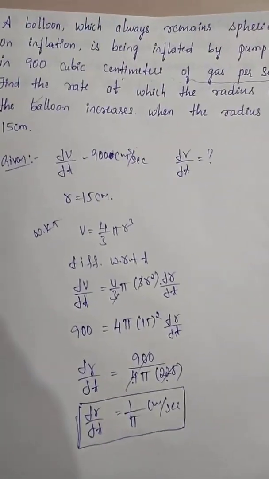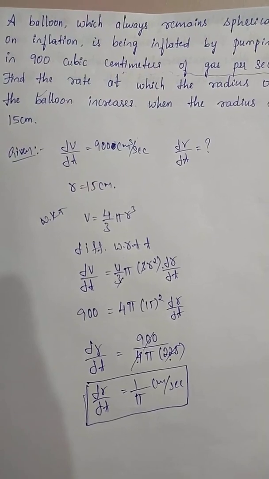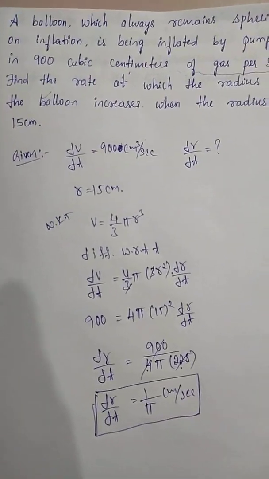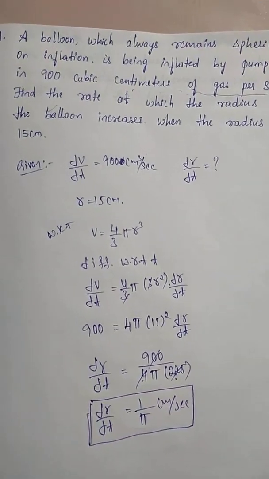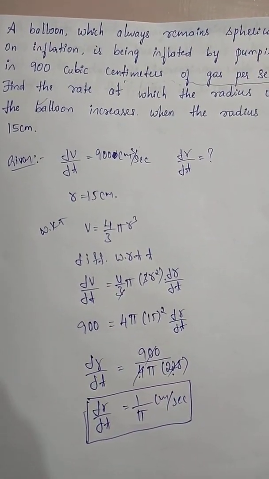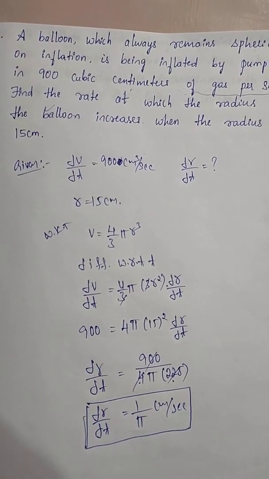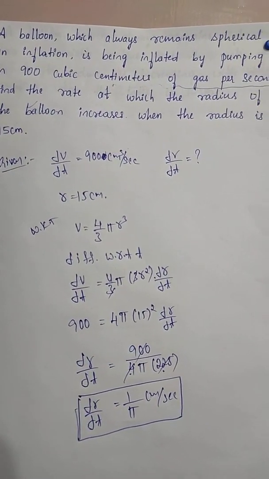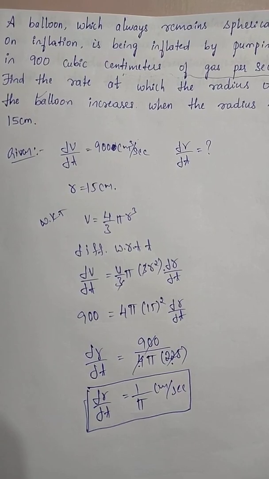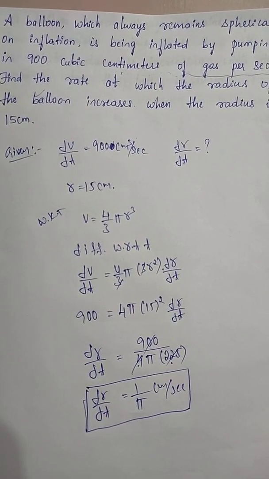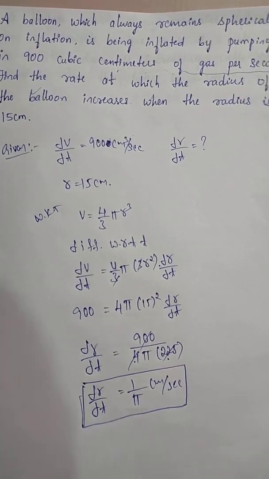Once again I am repeating, just listen here. Actually this question is not asked in the exam, so I am giving it only for your practice purpose. If they ask, you can do it easily, nothing difficult in this. Once again: a balloon which always remains spherical on inflation is being inflated by pumping 900 cubic centimeter per second.